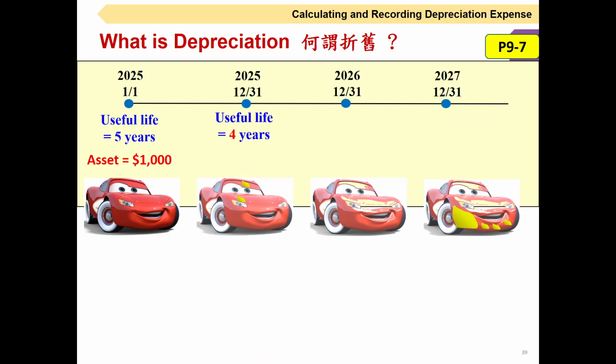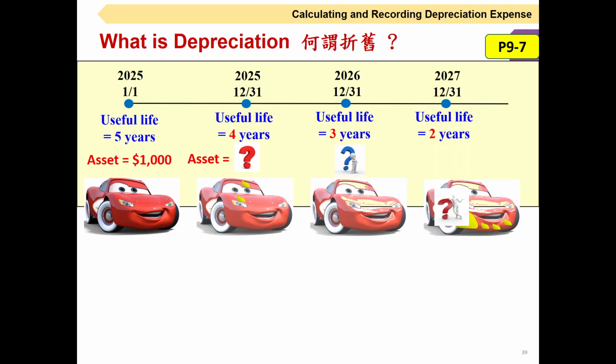5 years. After 1 year, what's the useful life? 4 years, right? 3 years, 2 years. So everything will not be the same after you use it. Also, for what? The cost value. So could you tell me, 1,000 on the first day, how much after 1 year, after 2 years, after 3 years? Okay? So for the whole process, after you use your PPE, it's different. But I know the value should also decrease, right? So for the whole process, we call it depreciation, 折旧.